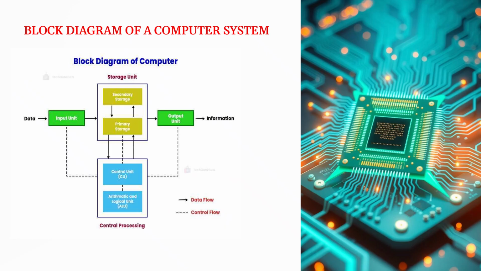This diagram shows the block diagram of a computer system, which is also known as the functional components of a computer system. The functional components have 4 different units: one is called the input unit, second the storage unit, third the central processing unit, and the fourth the output unit.